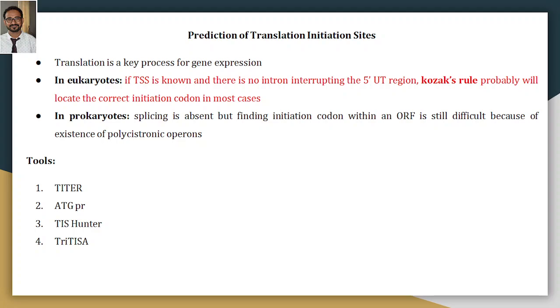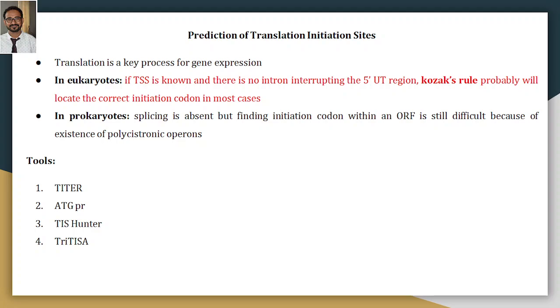in prokaryotes, splicing is absent. RNA splicing won't be there. But finding the initiation codon within an ORF is still difficult because of the existence of polycistronic operons. Many operons will be there. So identifying the initiation codon within one ORF is difficult in prokaryotes compared to eukaryotes. That is one of the drawbacks we can call.